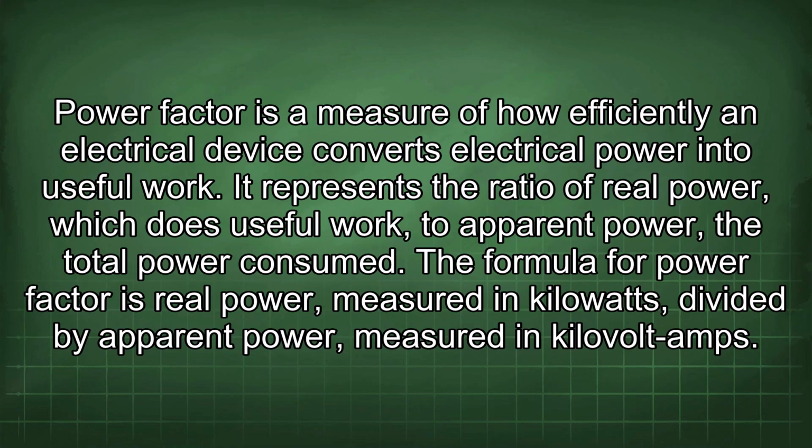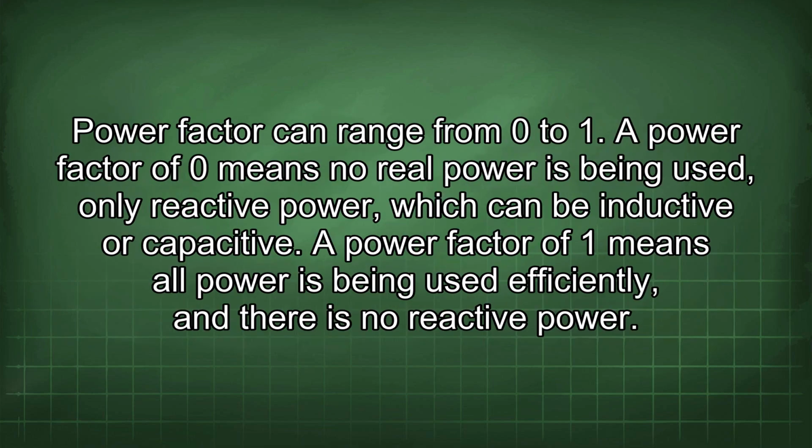Power factor is a measure of how efficiently an electrical device converts electrical power into useful work. It represents the ratio of real power, which does useful work, to apparent power, the total power consumed. The formula for power factor is real power, measured in kilowatts, divided by apparent power, measured in kilovolt amps. Power factor can range from 0 to 1.